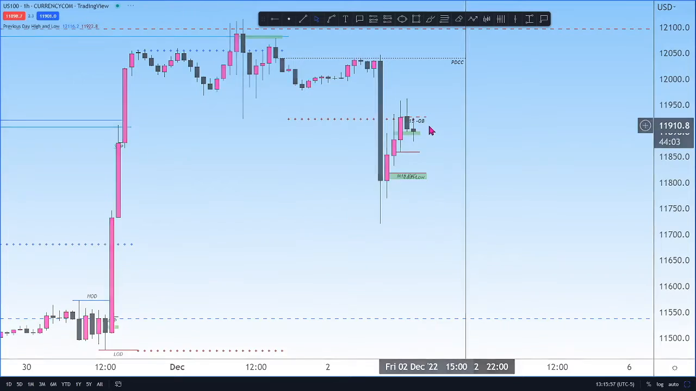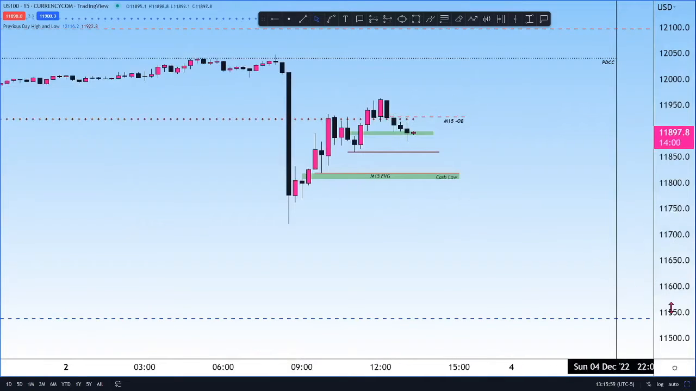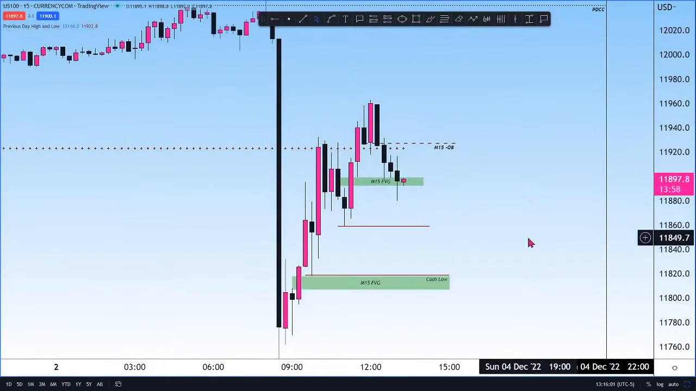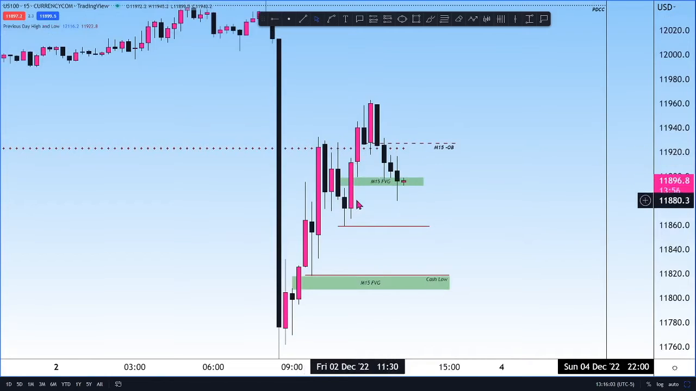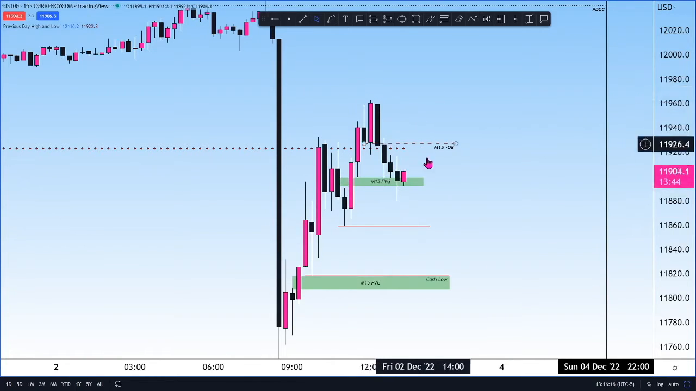Let's check out the 15-minute time frame. So on the 15-minute, we have this bullish push higher with M15 fair value gap and order block. And I was anticipating that we could see a bullish response here. I'm not sure if we take out these highs or not, or if we're going to get a bearish response and kind of just stay range bound. But I'm trying to prepare for either way.